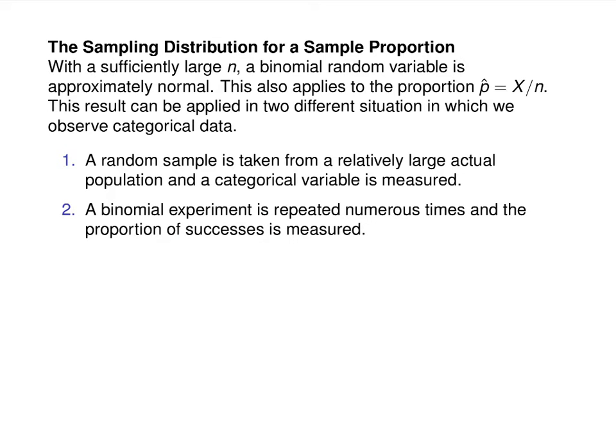So for number 1, you could be taking a population and taking a sample and figuring out what proportion is female in that sample. And for number 2, you could be flipping a coin 50 times and trying to see how many heads come out, which will not always be 50-50.